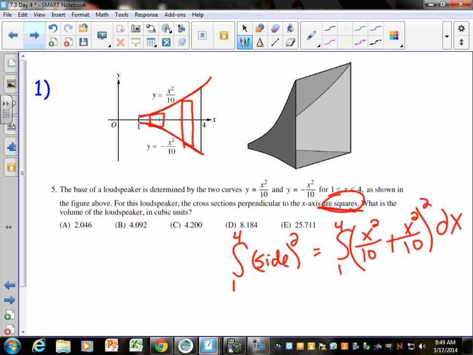And guess what? These are all decimals, which means these are from the calculator part of the test, which means what could you do now? Integrate with your calculator. It's all about getting the setup right. So someone type that in there.